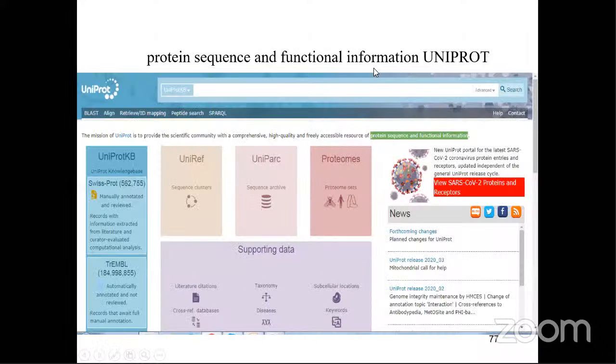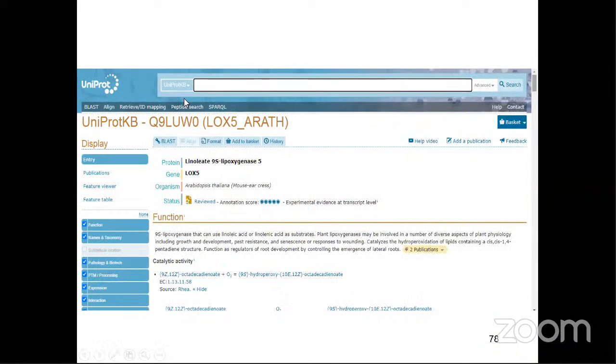Like I said, we have the protein sequence and functional information, the UniProt database, which gives the sequence of various proteins. So when you get your protein sequence or peptide sequence, you can compare it with this database and see where it falls. This database has millions of protein sequences present. That's called the UniProt database. So for example, this is a lipoxygenase 5. Lipoxygenase 5 is involved in asthma. So we can compare your protein with that particular protein sequence. So the UniProt database gives the sequence of the protein which you have.